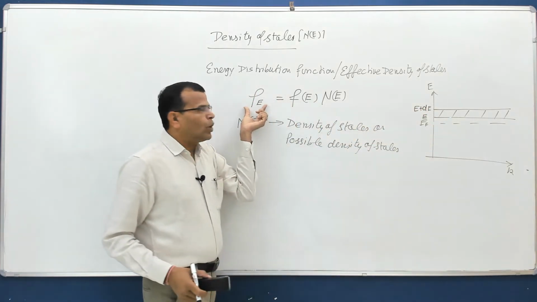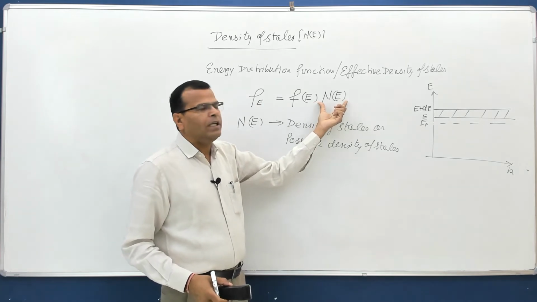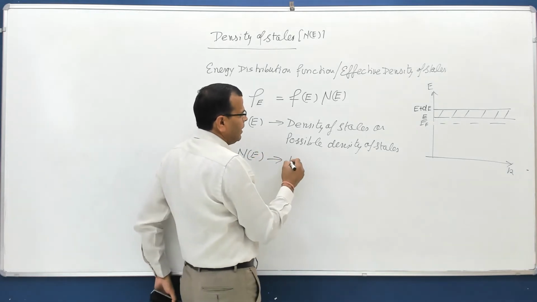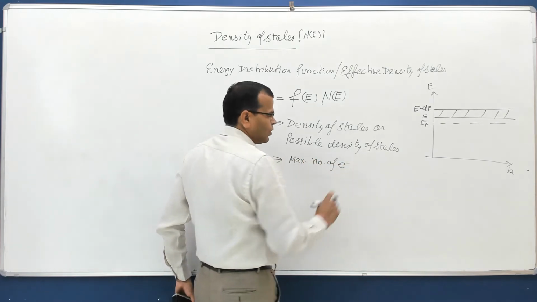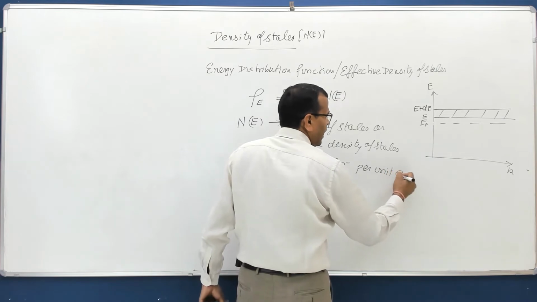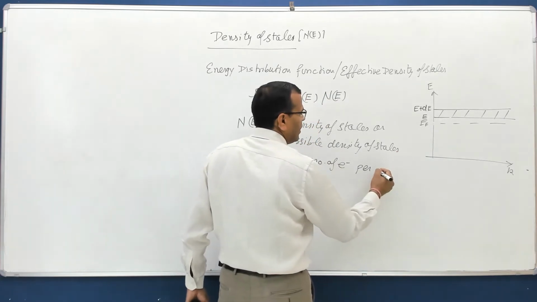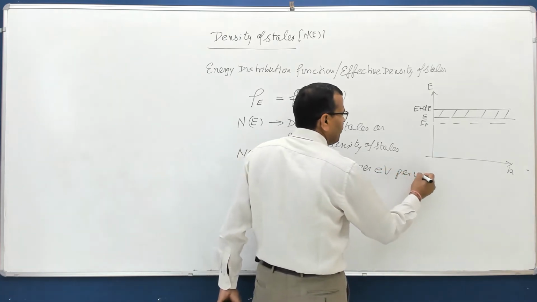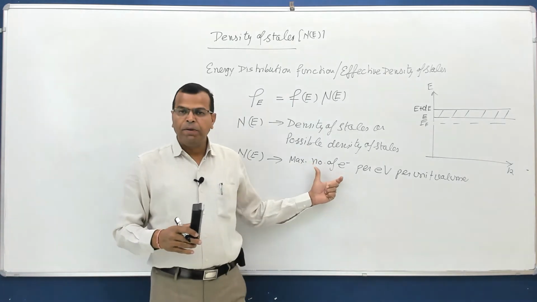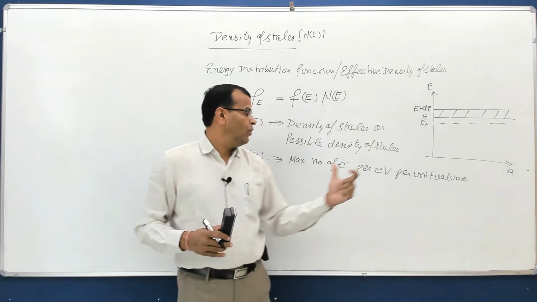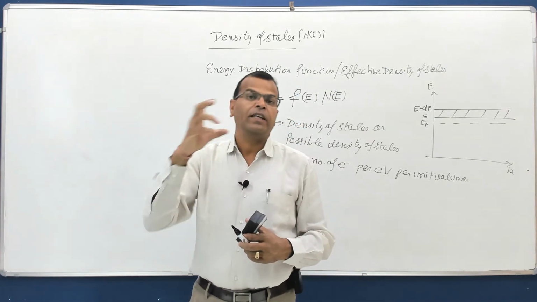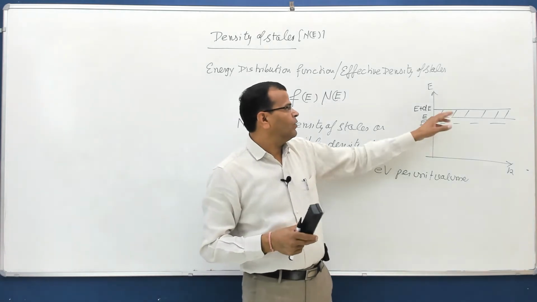Now this rho E is basically, let us talk about N(E) first. Remember, N(E) is nothing but the maximum number of electrons per electron volt of the energy per unit volume. The meaning is, let us understand the meaning now. I am taking this small portion. Just visualize the three-dimensional space inside the metal. And if you take certain energy level from E to E plus delta E, so what is this gap?